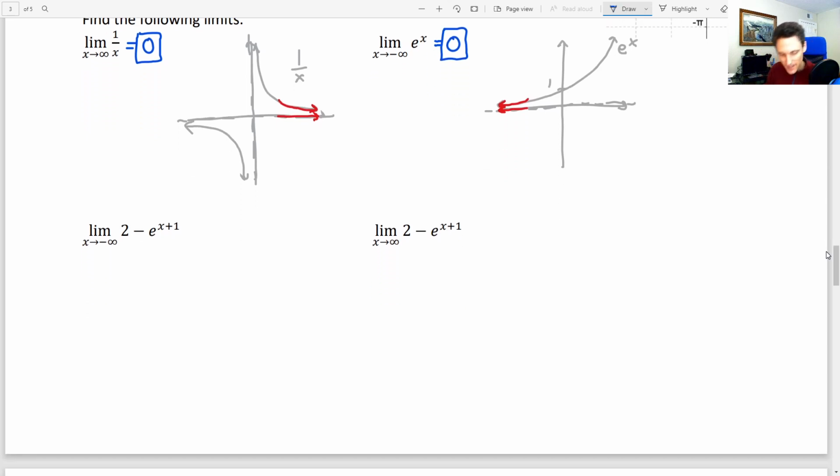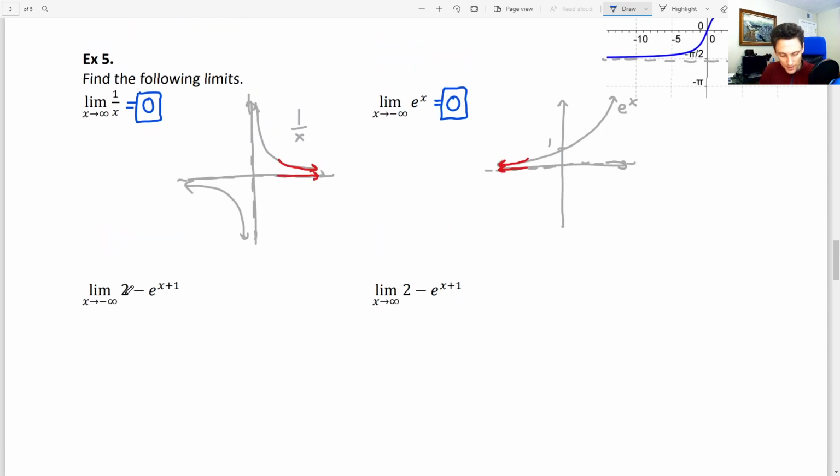Now, these functions, 2 minus e to the x plus 1 and 2 minus e to the x plus 1, it's the same function. So we can recycle that graph once we have it. These ones are not quite our basic functions, but we can still graph them. If you remember from pre-calculus, you learned about function transformations.